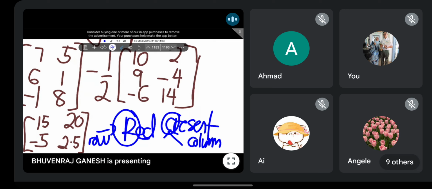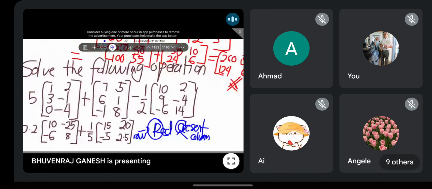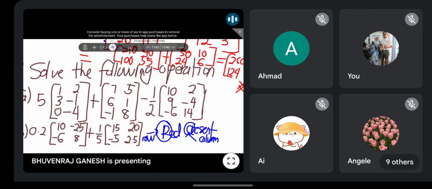Is this question same method as the A1? Yes, same method exactly. Only thing, the order of matrix change. Okay, let me check and see. 5, negative 1, negative. Okay, Haida, last one only wrong. Can you check the last one? The fourth number. The rest is correct.